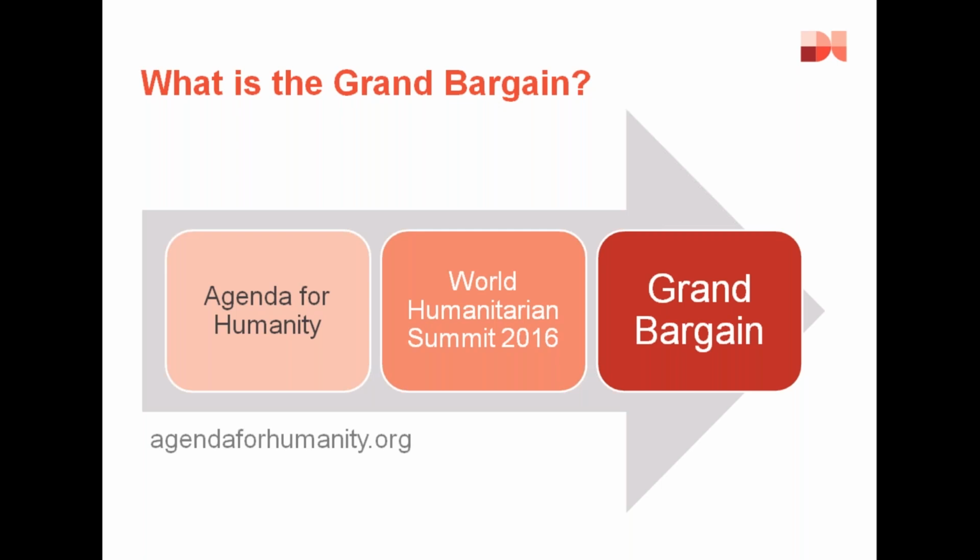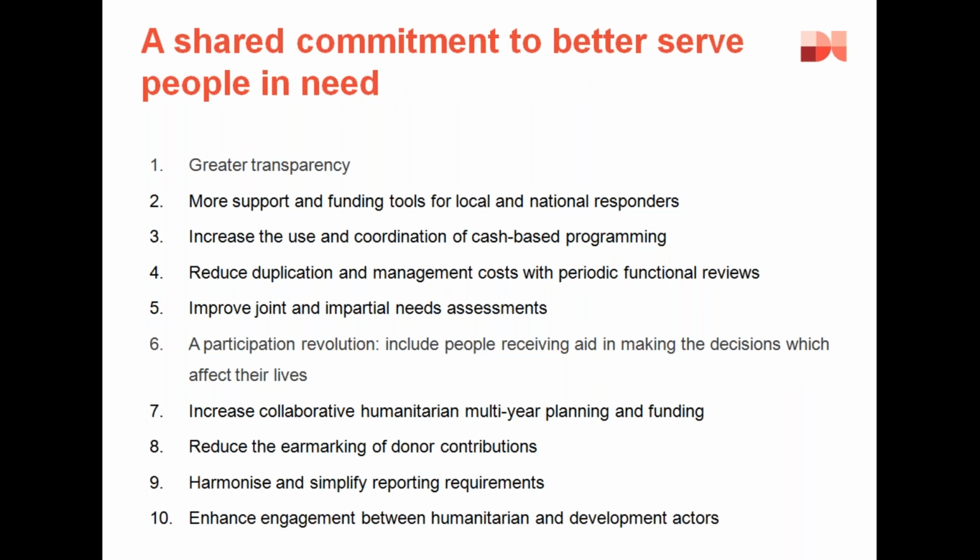So the Grand Bargain presents a kind of quid pro quo between humanitarian donors and implementing organizations to improve humanitarian response. I'd say ultimately the Grand Bargain's purpose, and I would say our common purpose, is to ensure a better humanitarian response for crisis-affected people. Grand Bargain signatories agreed a shared commitment to better serve people in need. This encompasses 10 commitments, and you can see them listed on the slide, in a number of areas, including greater transparency, more support and funding to local and national responders, increasing cash-based programming, and more harmonized and simplified reporting.